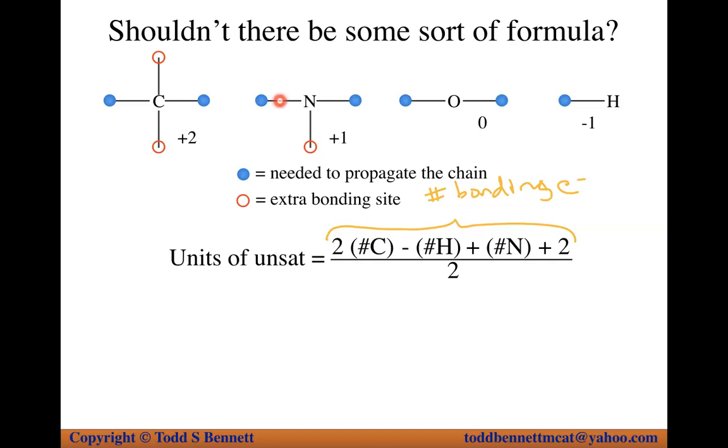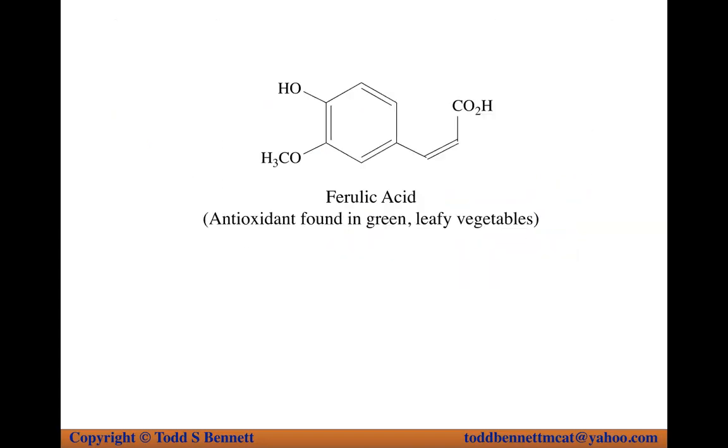Just know how many bonds it makes, the Honk rule, and subtract 2 from everything. So carbon gets multiplied by 2, nitrogen by 1, oxygen is ignored, H is -1, plus 2 for the end of the chain, divided by 2 electrons per bond, and ta-da, we have the number of extra bonds. So to answer the question, shouldn't there be some sort of formula? The answer is, oh yeah, with an exclamation point. And I think this even earns a smiley face.